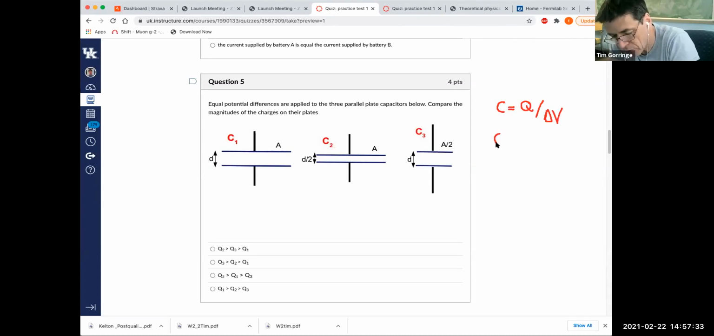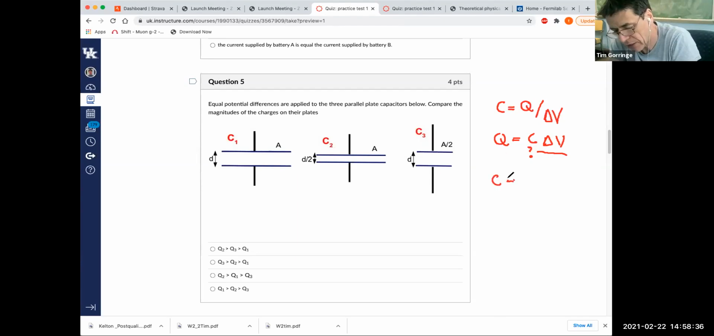In this case, it's more useful for us to think of the charge on the plates being equal to the capacitance of the capacitors times the voltage difference between the plates. Now, what we know is the voltage differences are the same for each of the parallel plate capacitors. But the capacitances, because of the different geometries, they're going to be different. So the capacitor with the biggest capacitance will have the most charge. The capacitor with the smallest capacitance will have the smallest charge.